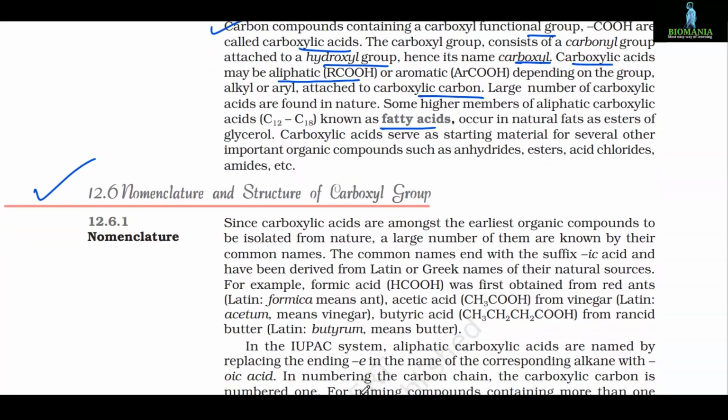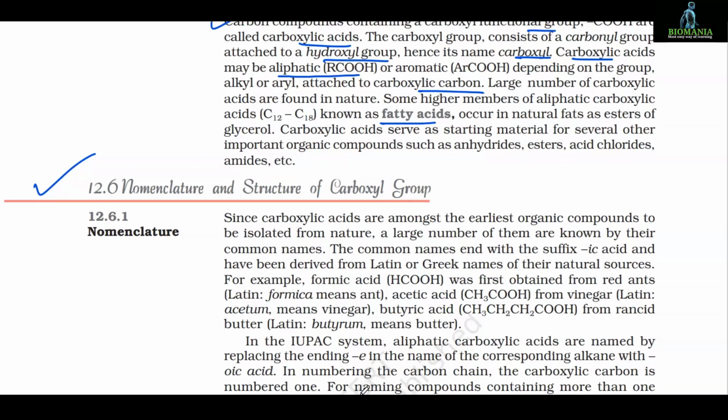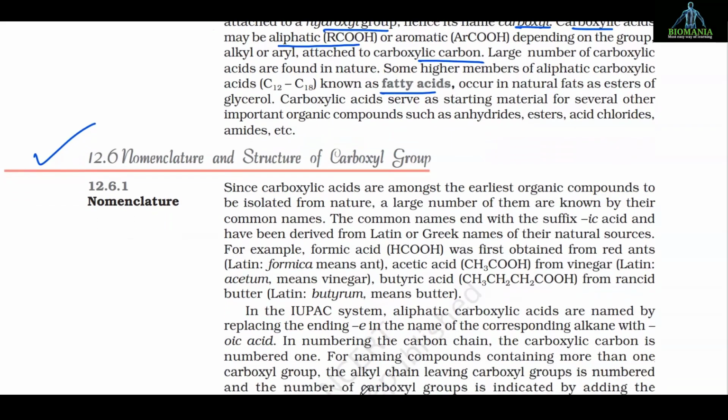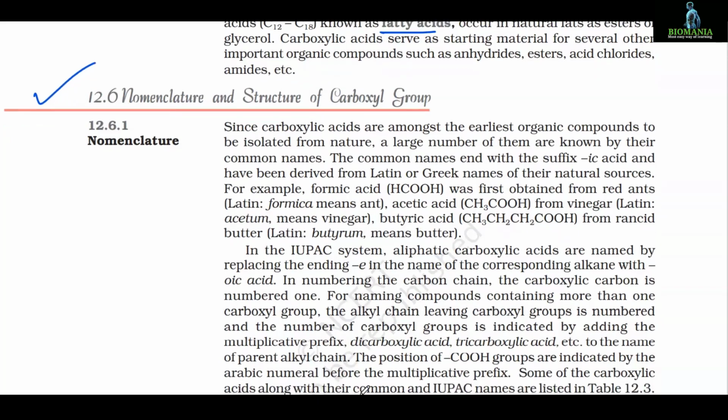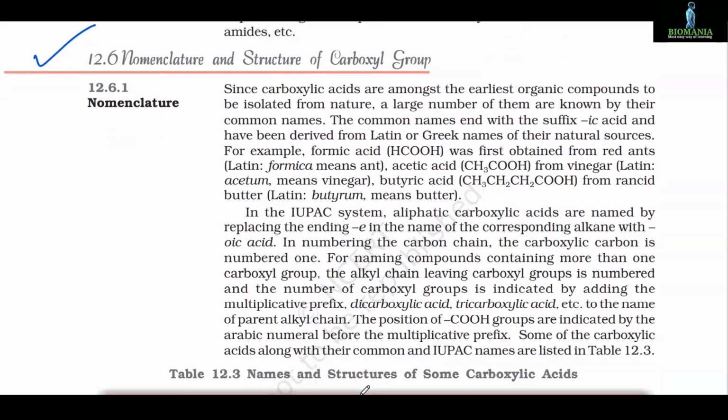The common names end with the suffix -ic acid, and have been derived from Latin or Greek names of their natural sources. For example, formic acid, HCOOH, was first obtained from red ants. In Latin, formica means ant. Acetic acid, CH3COOH, from vinegar; Latin acetum means vinegar. Butyric acid, CH3CH2CH2COOH, from rancid butter; Latin butyrum means butter.